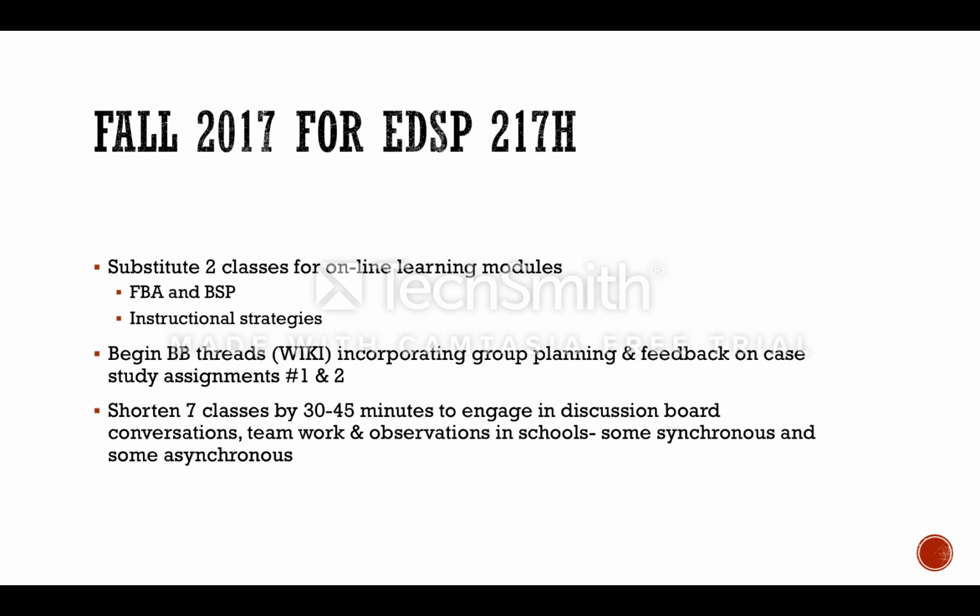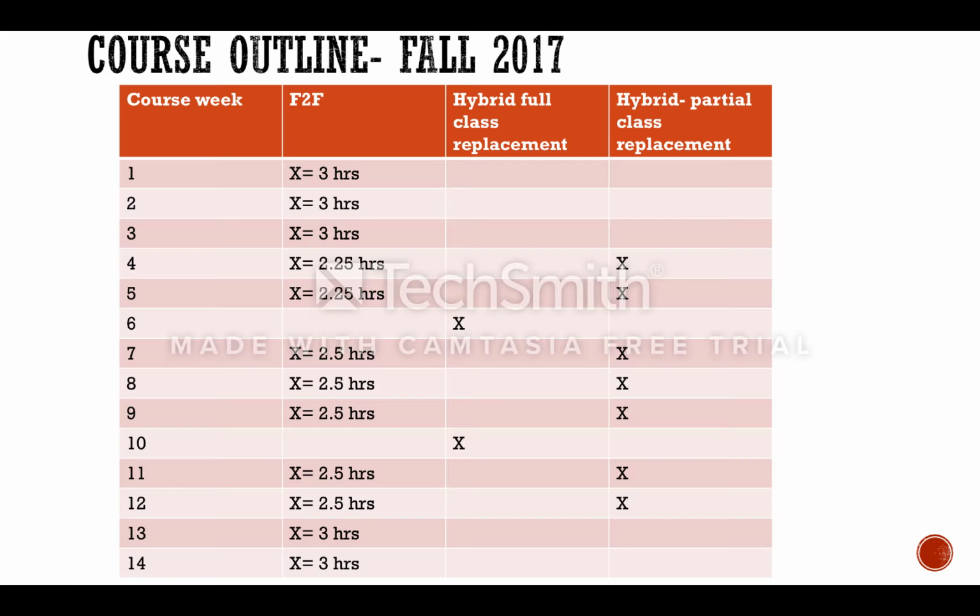And like I said, I'm going to shorten 7 classes, some of them by 30 minutes, some of them by 45 minutes, so that they can engage in those discussion boards, wikis, as well as students will have a choice of whether they go out into the schools and do some observations. And I will provide some time, even though our class meets at night. It's not like they can go during that time to go and do the observations, but I'll give them some class time in exchange for the time that they will have spent out in schools doing observations.